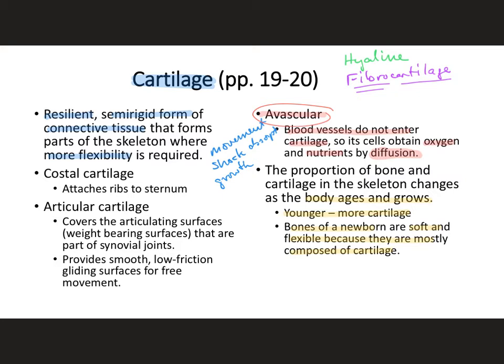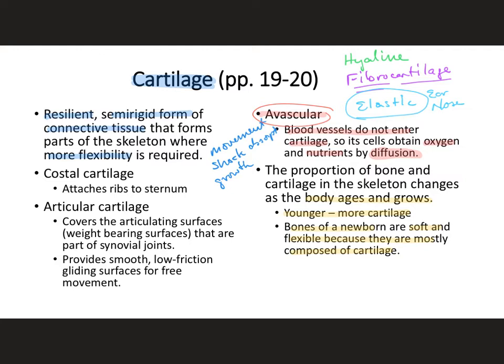And then the third kind of cartilage is called elastic cartilage, and it's the least common form. As a matter of fact, we only see that in the external ear and the external nose. So if you think about those, they need to be really flexible and mobile.